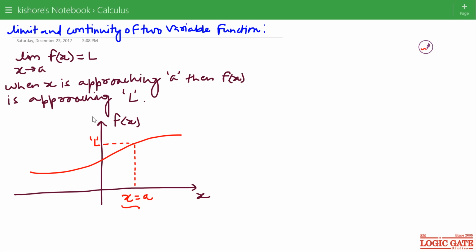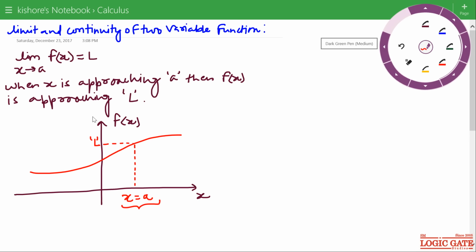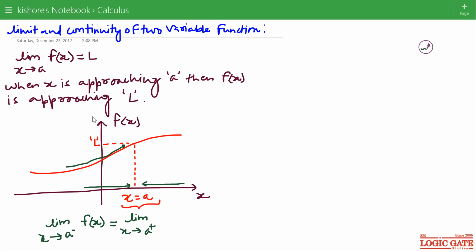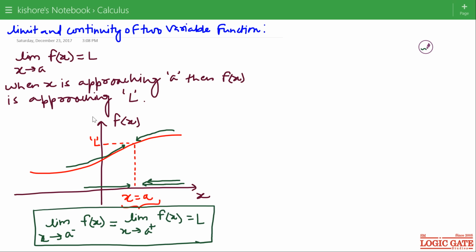Now, to approach this point x equal to a, in case of single variable function, we just have two paths. One is coming from the left hand side and another way is coming from the right hand side. So if we approach x equal to a from the left hand side, then the value of function, here it is L, is same as the value of function when we approach from right hand side. The value of function is again L. Then we can say the limit of function f(x) when x is tending towards a is defined, and that limit is L.